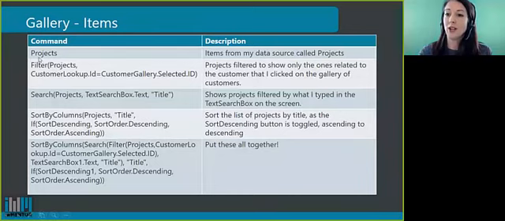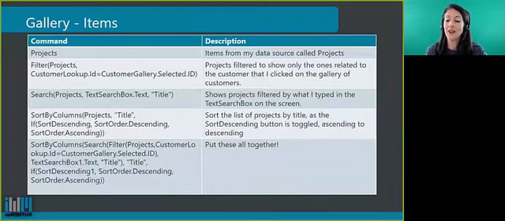Just typing projects would just show me items from my data source called projects. Pretty simple. That's all you really need to do. If I want to filter my projects, I can type this filter command and say, okay, what am I filtering? Projects. And then I want to filter the projects to only show projects that are related to the customer that I selected in the customer list.